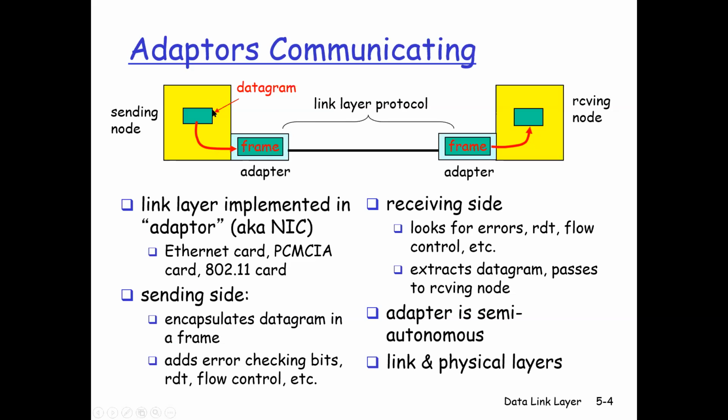some adapter which receives your datagram, and it's going to encapsulate that datagram into a frame by adding a header and a trailer. That frame will be received by an adapter one hop away, and the header and trailer will be stripped off, and you will then receive the datagram at the receiving node. So the link layer is typically implemented in an adapter, which is also called a network interface card. And you have different examples of these network interface cards.